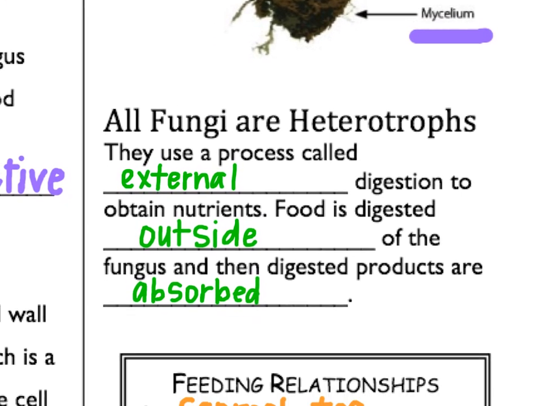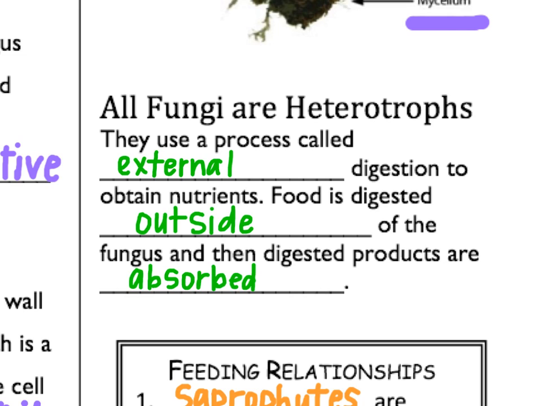Now, all fungi are heterotrophs, which means they have to get their food from other sources. They can't make their own food like plants do. So most of them are decomposers, and they use a process called external digestion, where they send out chemicals that digest the food outside of the surface of the fungus. And then the fungus absorbs the digested products after they've been broken down. So it's sort of the opposite of what happens when we eat. Our food is digested inside of our bodies. It's the opposite with fungus or fungi because they digest their food outside of their bodies.